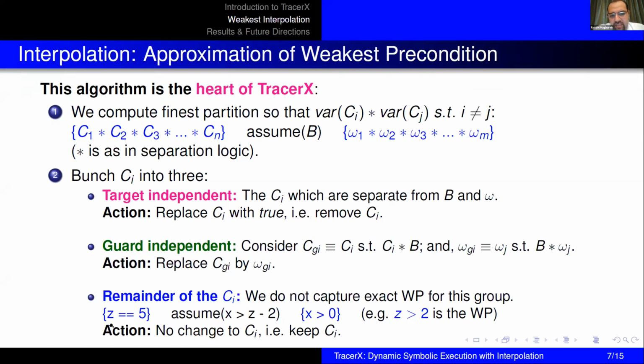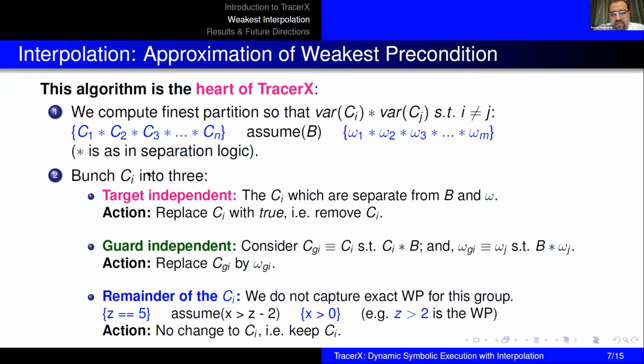As an example, assume over here that the context is Z equal to 5. On the other hand, we have the assume, which is X greater than Z minus 2, and we have the post condition X greater than 0. In this example, the weakest precondition would be Z greater than 2, and it is very difficult to capture this systematically. For this group, we do not make any changes to the CIs, we just keep the CIs.